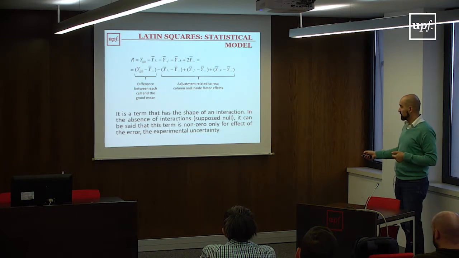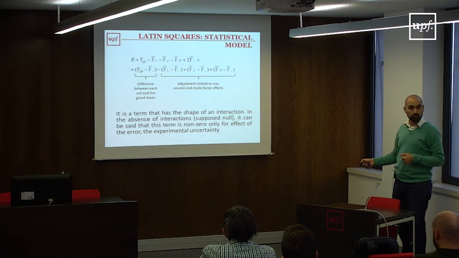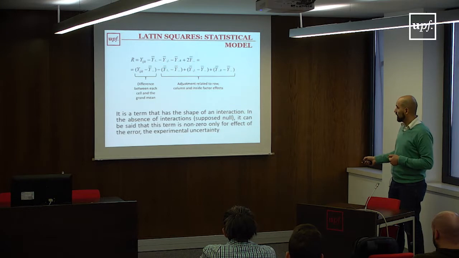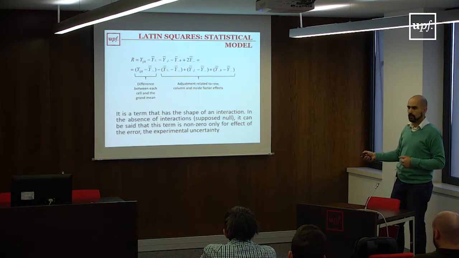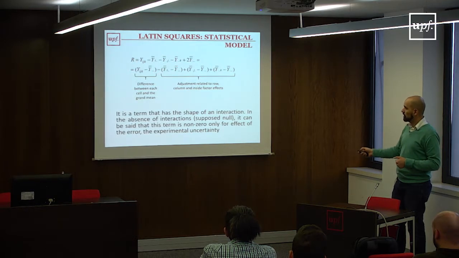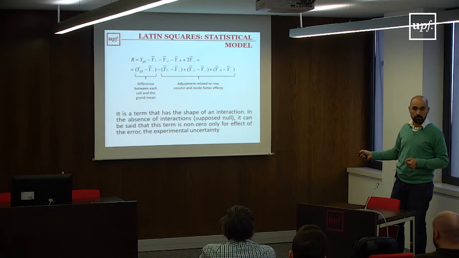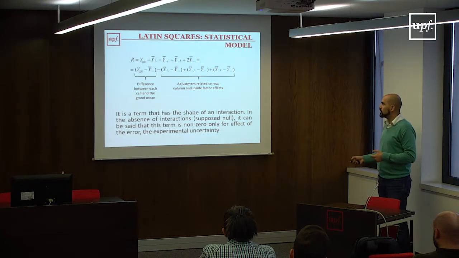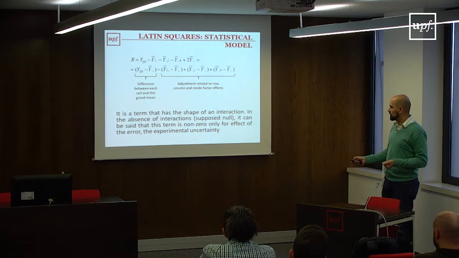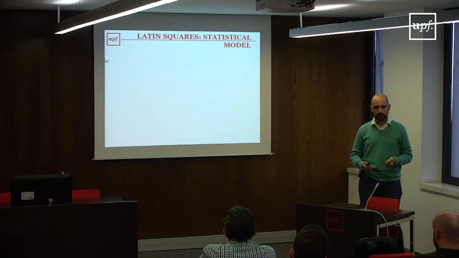So in absence of interaction, so we suppose null interactions, it can be said that this term is non-zero only for the effect of the error, which is this part. So if I can assume that all this does not exist, what I have is this one, which is the estimation of my error, which is the experimental uncertainty.